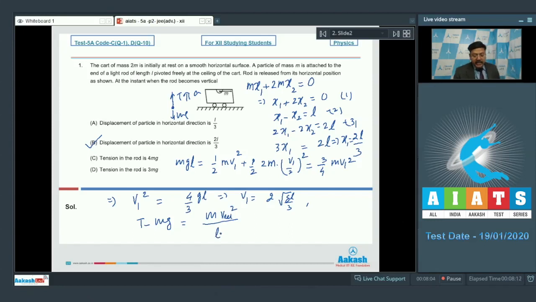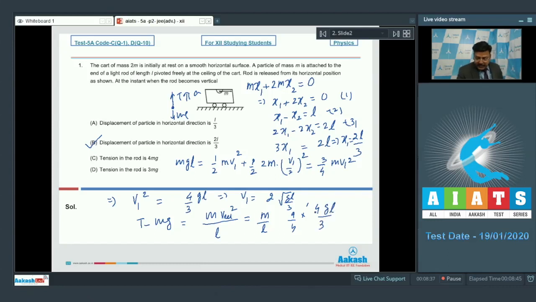Now what is v relative? V relative will be v1 plus v1 by 2, because as I said, the cart has velocity half that of the particle at that very moment, but in the opposite direction. So let's apply that then, m by L, and v relative square, as I said, is 3 by 2 v1 square, and that means it is 9 by 4 into 4 gl by 3.